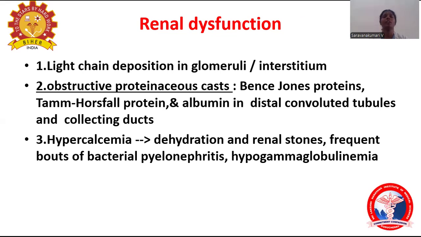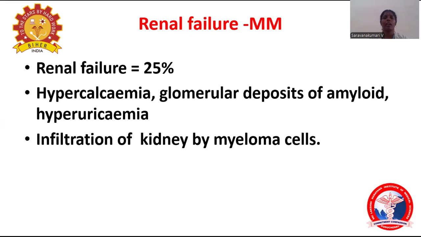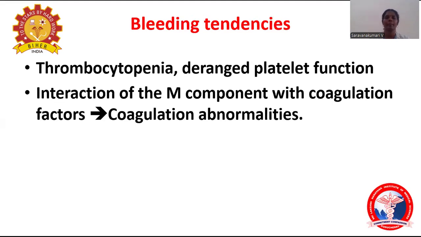The patient can have an increase in serum calcium level, which leads to dehydration and formation of renal stones, and the patient can have frequent bouts of bacterial pyelonephritis and hypogammaglobulinemia. And 25% of patients with multiple myeloma can have renal failure. This patient also will have hypercalcemia, glomerular deposits of amyloid, hyperuricemia, and can also have myeloma cells infiltrating the kidneys. This contributes to the renal failure.